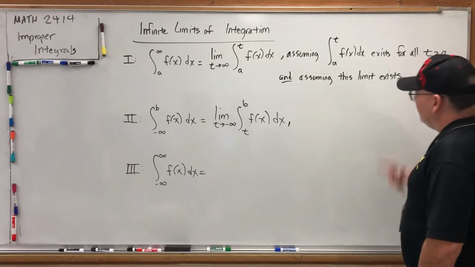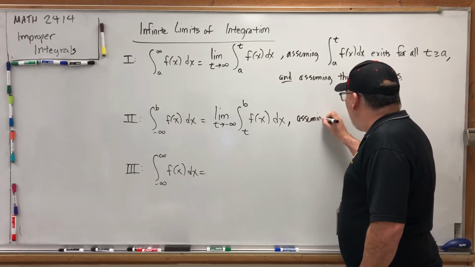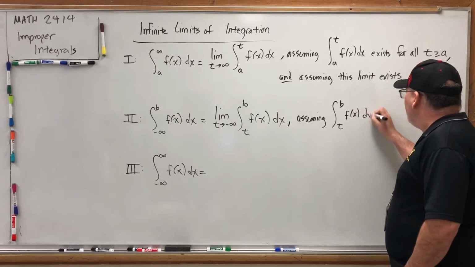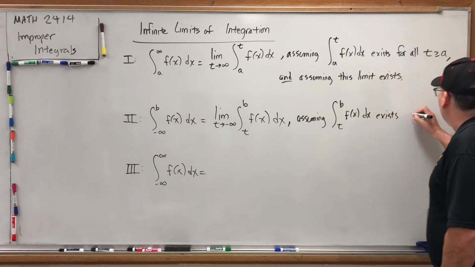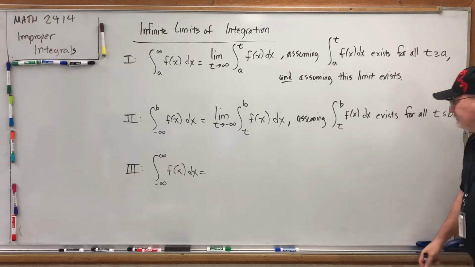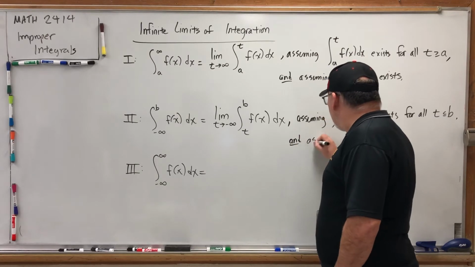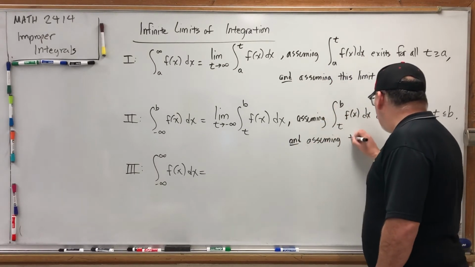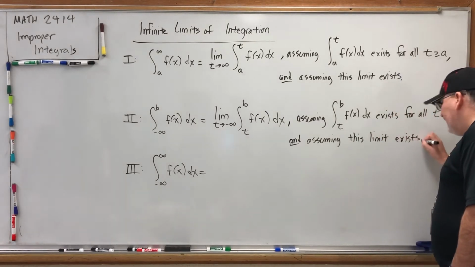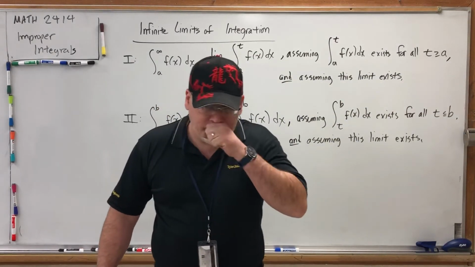Just like the first type, this one does have a couple of assumptions. This is assuming the integral from t to b of f of x dx exists for all t less than or equal to b, and assuming this limit exists. By the way, if the limit doesn't exist, then neither does the integral, and we will say that the integral diverges.